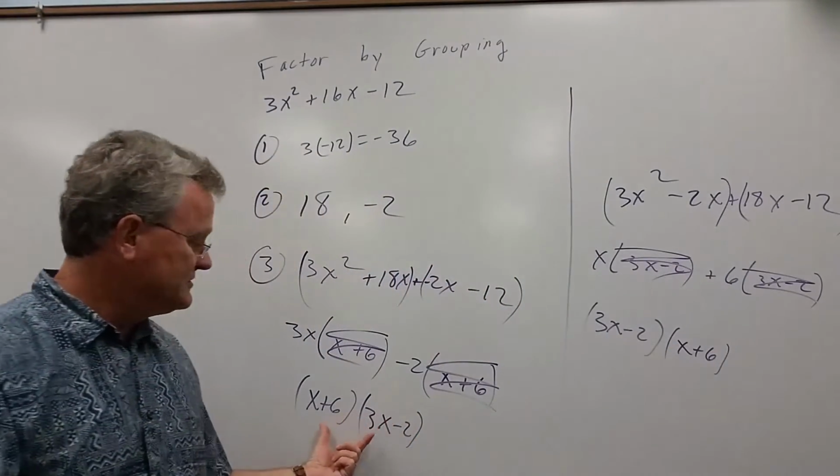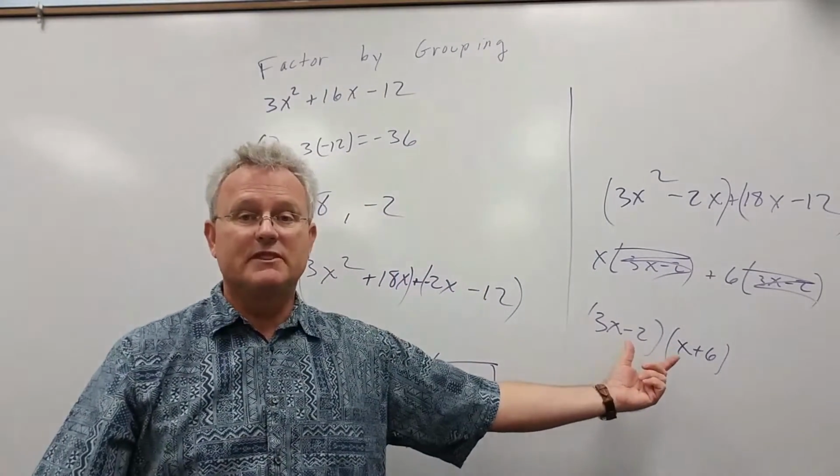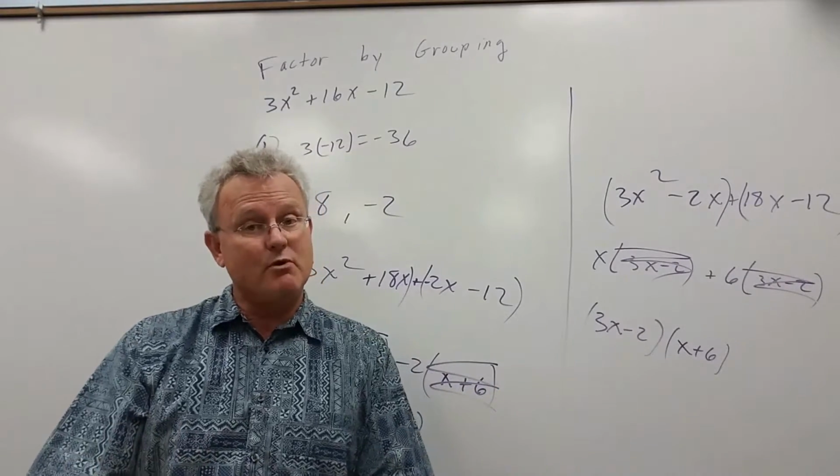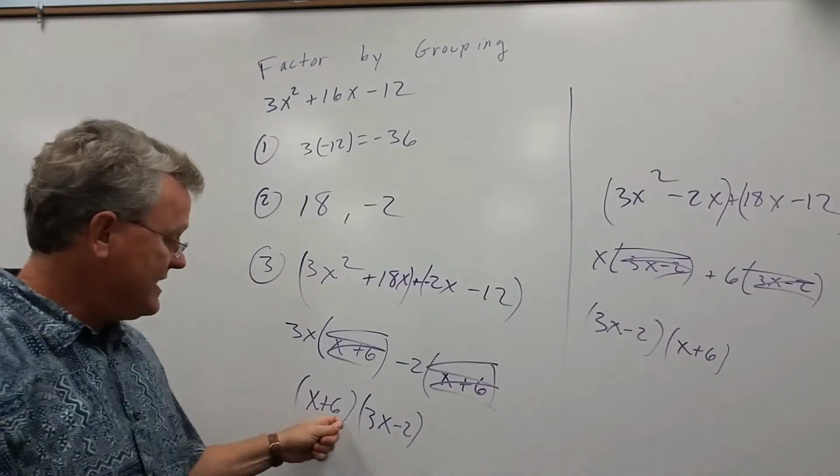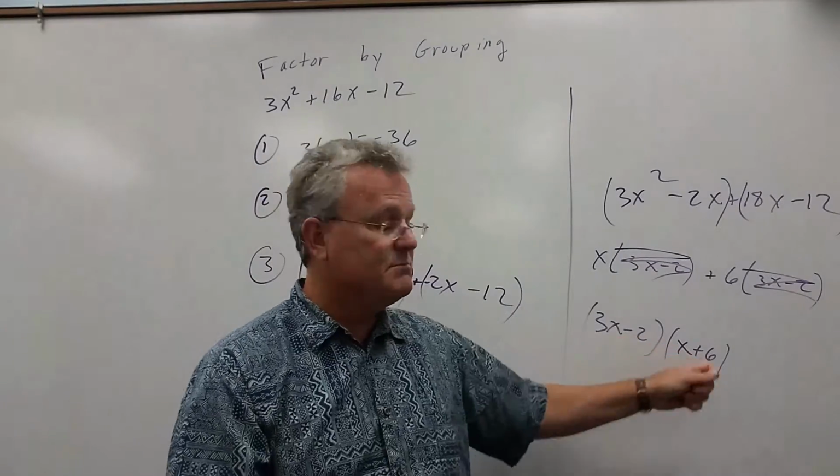The only difference is the order in which they're written, but that doesn't matter because of the commutative property of multiplication. A times b is the same as b times a.